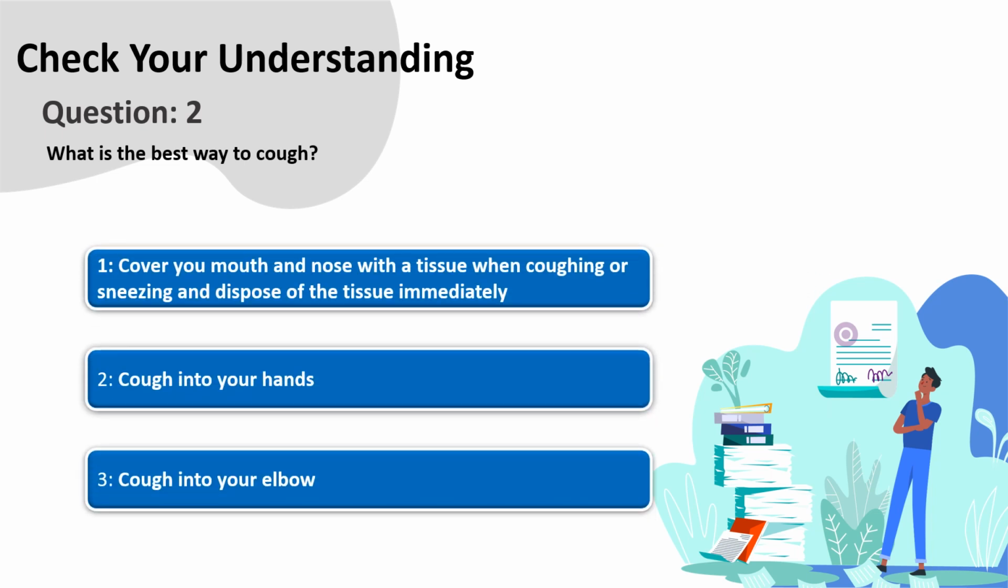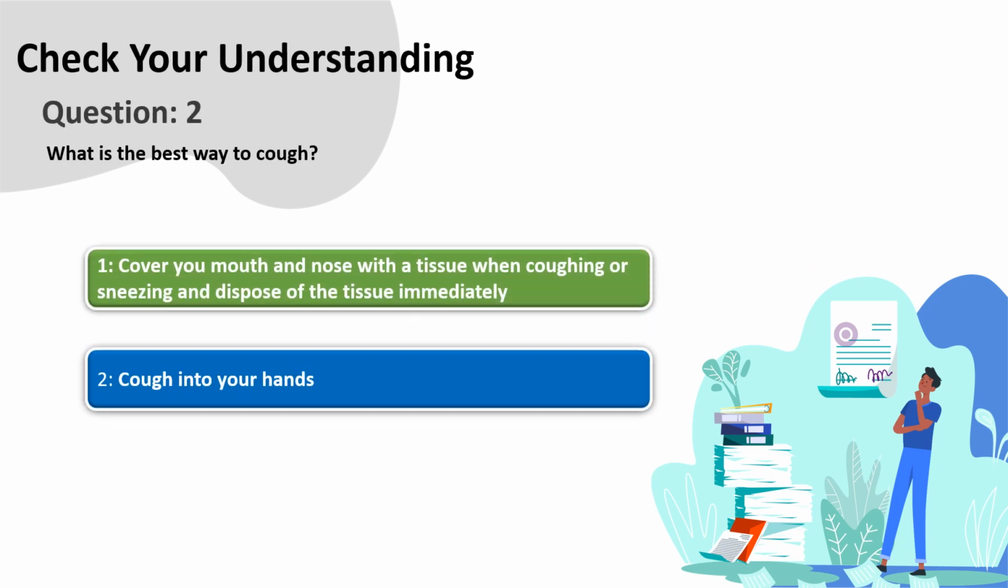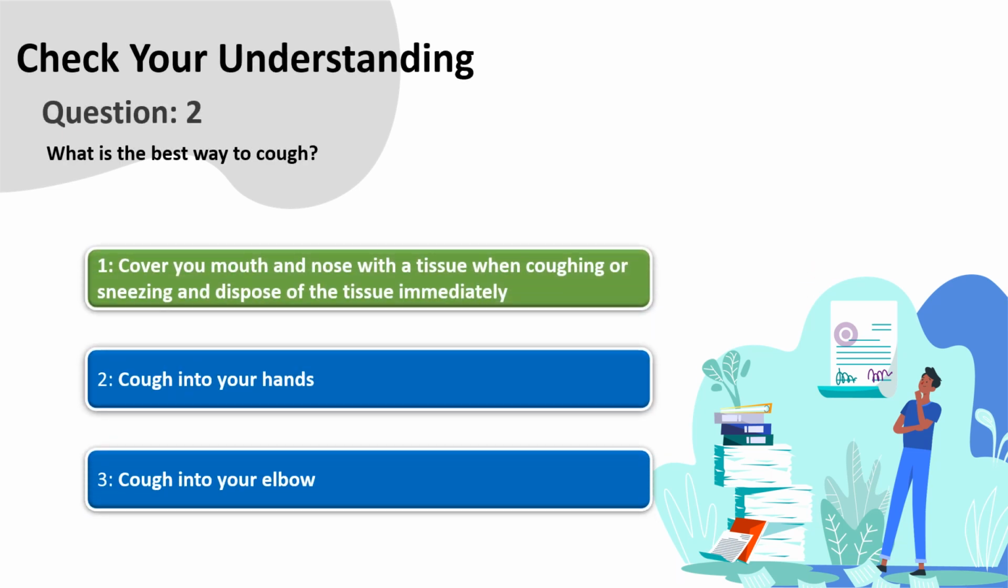Check your understanding. Question 2. What is the best way to cough? 1. Cover your mouth and nose with a tissue when coughing or sneezing and dispose of the tissue immediately. 2. Cough into your hands. 3. Cough into your elbow. Cover your mouth and nose with a tissue when coughing or sneezing, and dispose of the tissue immediately.